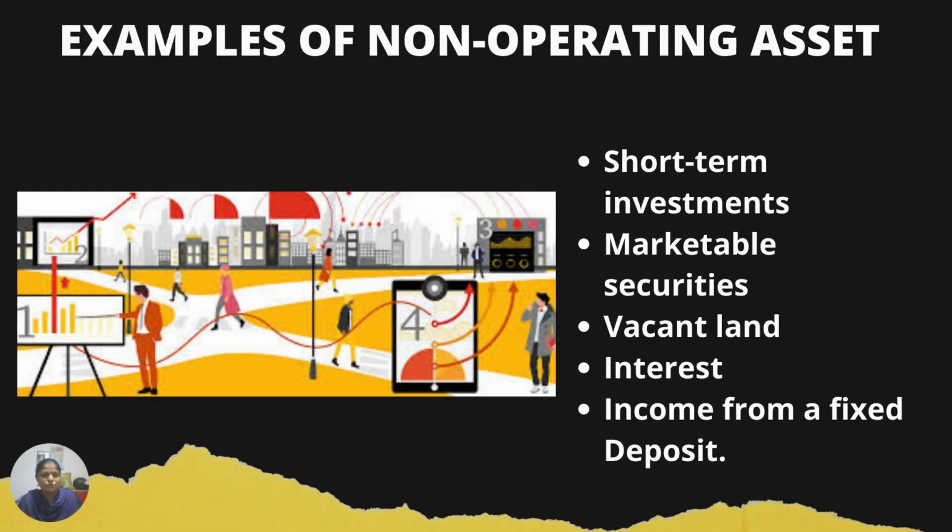Let us see the examples of non-operating assets. First one, short-term investment, marketable securities, vacant land, interest income from a fixed deposit. These all are very useful for future revenue, or everyday revenue, monthly revenue. We earn cash from this asset, the non-operating asset.